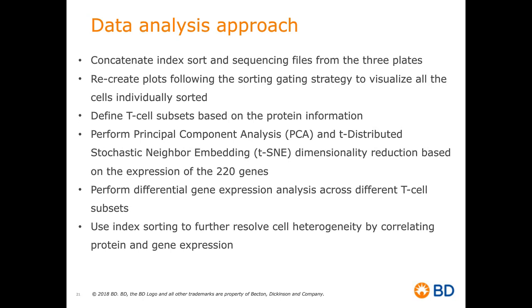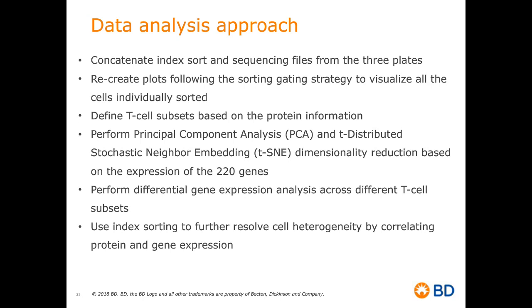We can recreate the plots following the sorting gating strategy, and this allows us to visualize all the cells that were individually sorted and set gates around those cells and define the population of interest. So we're going to define our subset. And then we can move to start looking at the genes. So we can define the same subset. Now we look at the genes.